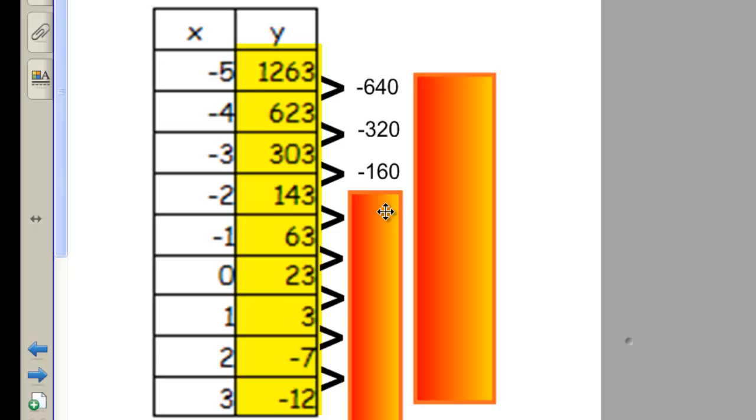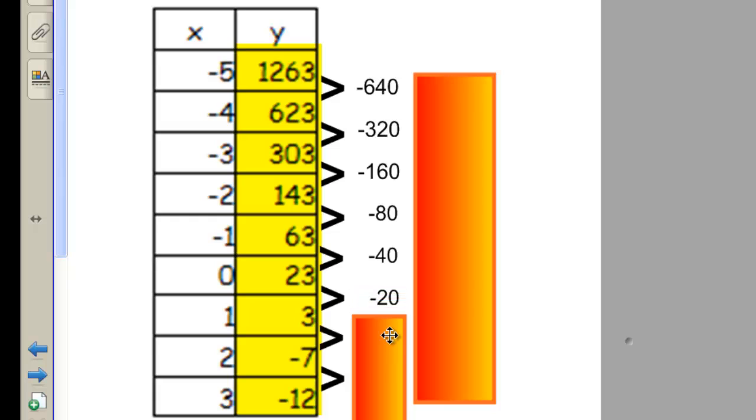From 303 to 143, I subtracted 160. 143 to 63 is -80. 63 to 23 is -40. 23 to 3, I subtracted 20. I subtracted 10 for the next difference, and my last difference is a difference of 5.